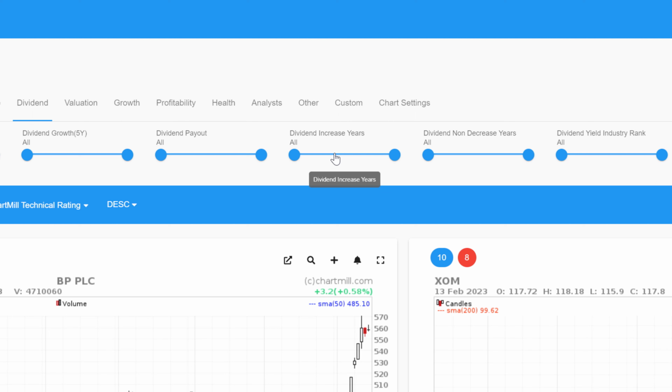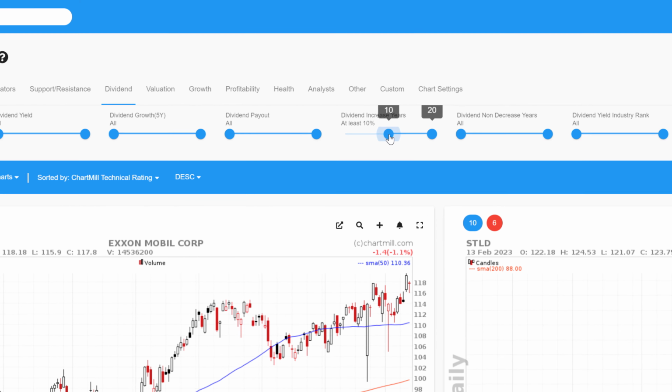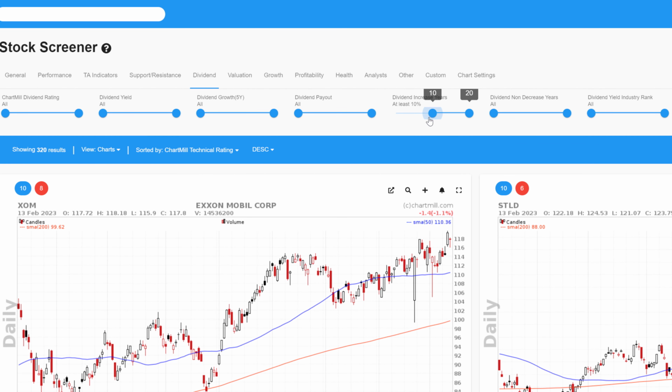There is the dividend increase years. This filter allows you to set how many consecutive years the company has increased its dividend. Keep in mind that it is a very strict filter. For example, if you set this filter to 10, it means that in the past 10 years there has not been a single year that the dividend was lower or stayed at the same level as the previous year.